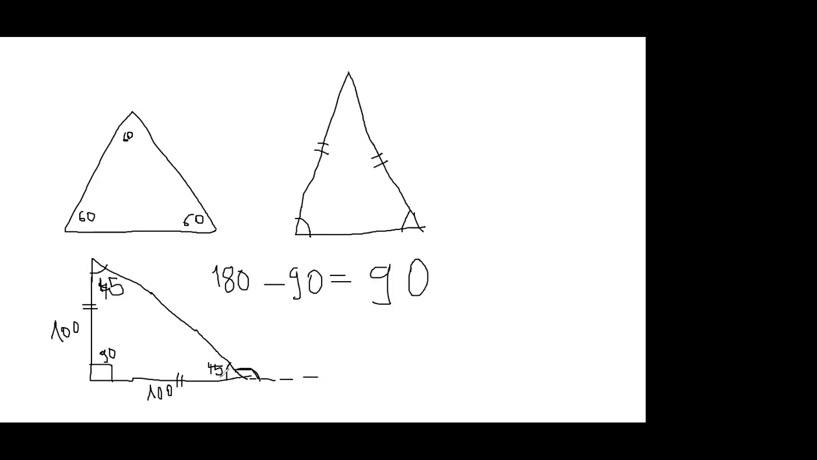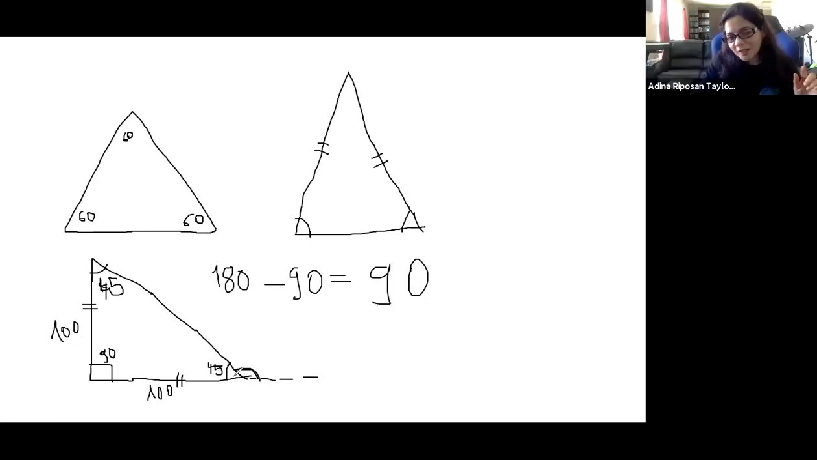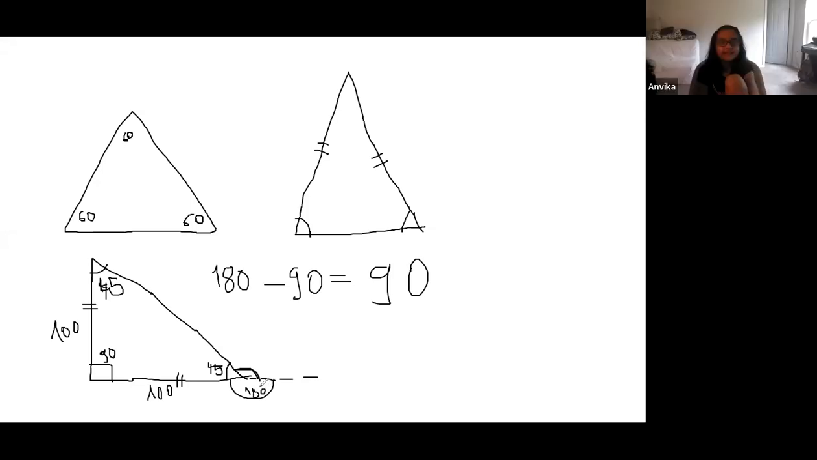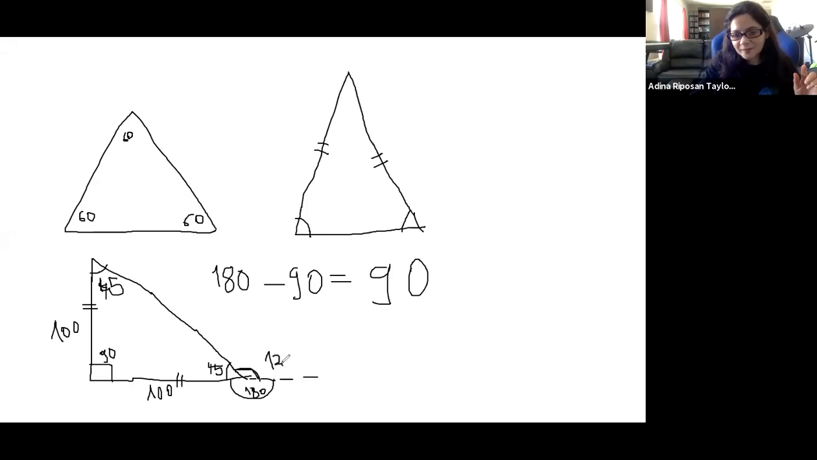45? No, because we know the sprite wants to keep going. Now the total of the flat line here will be 180 degrees. We know that again. So it's 135. So that's the only tricky part.